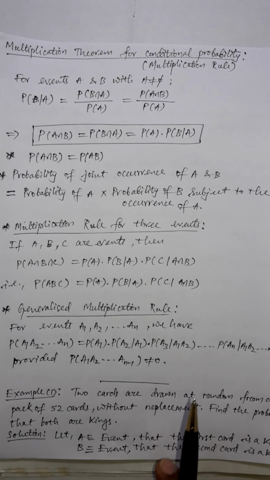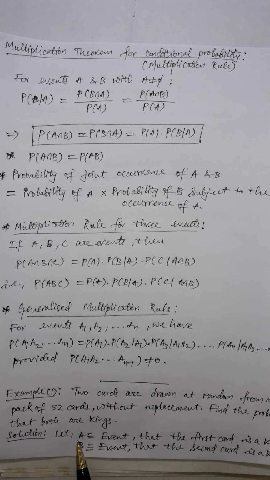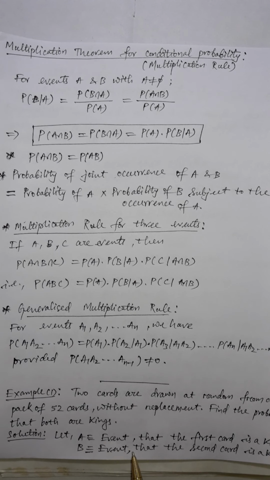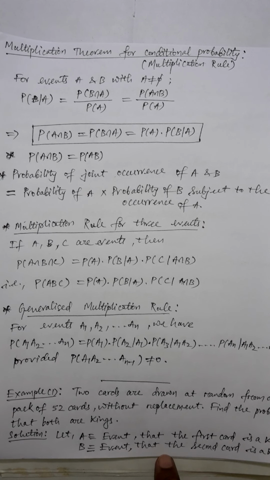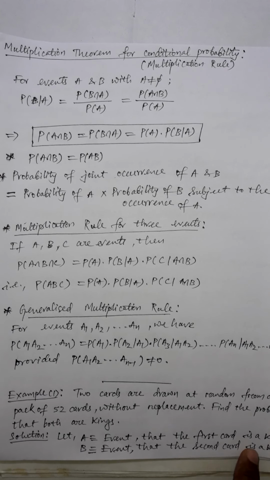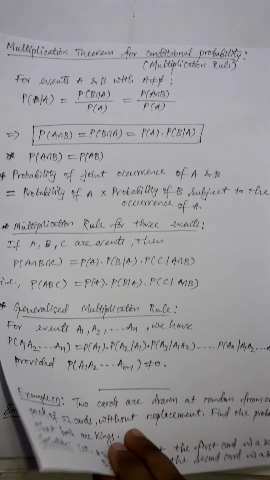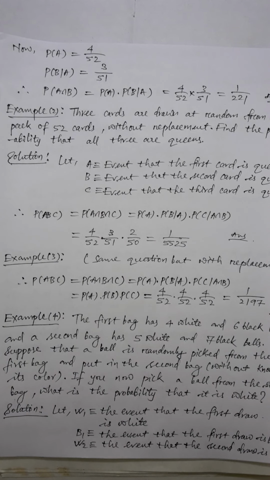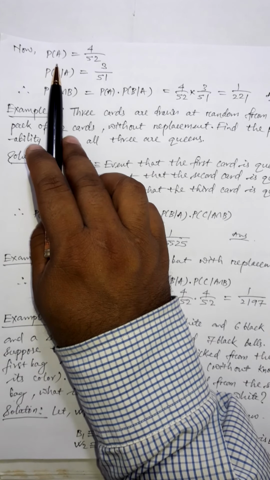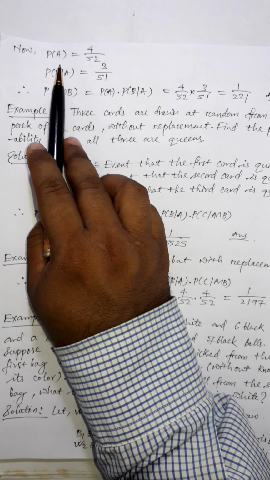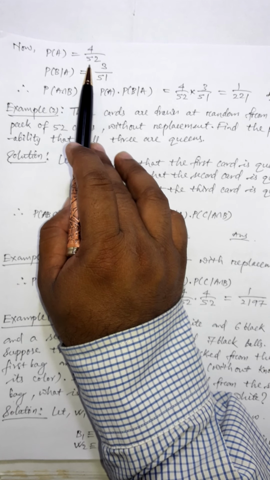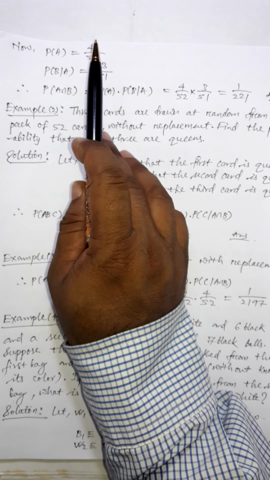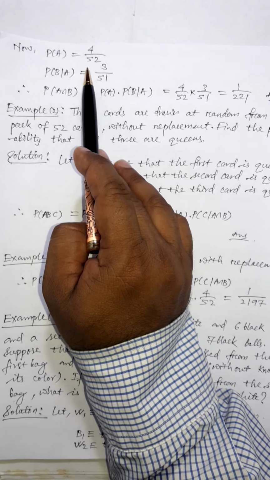This is the question. So, to solve it, let's take 2 events, event A and event B. Let event A be the event that the first card is a king, and event B be the event that the second card is also a king. Now, the probability of A, that means the first card is a king, will be equal to 4 by 52, because the number of cards in the bundle is 52 and the number of kings is 4. So, it will be 4 by 52.